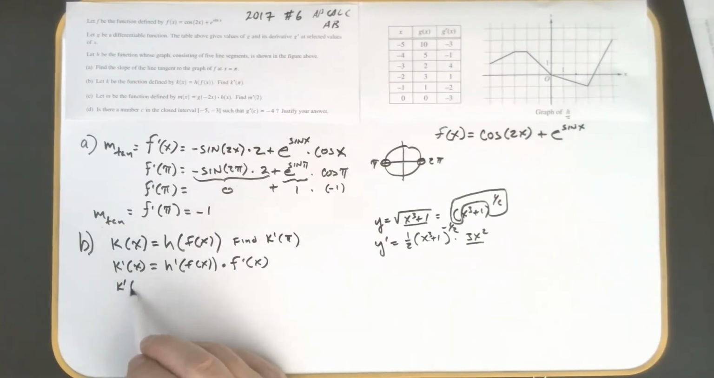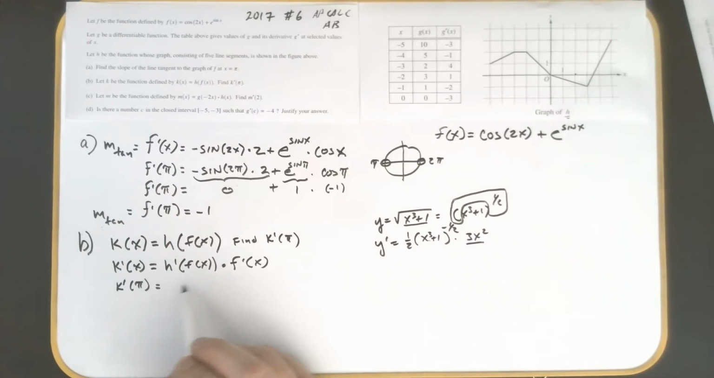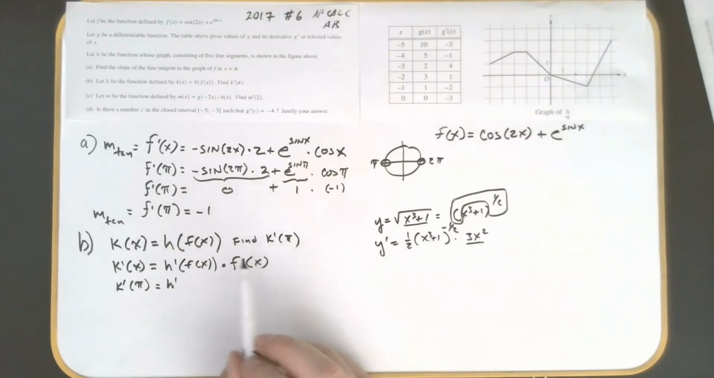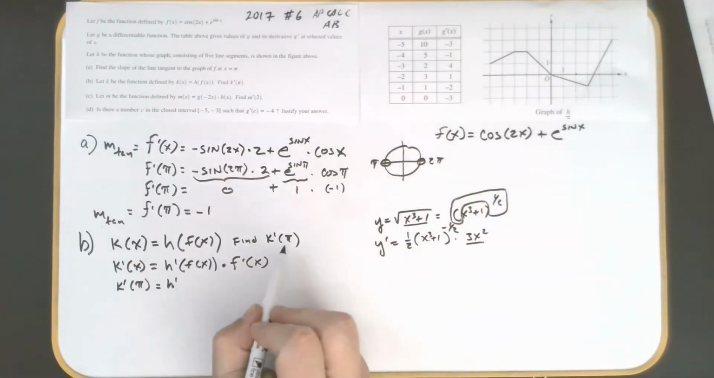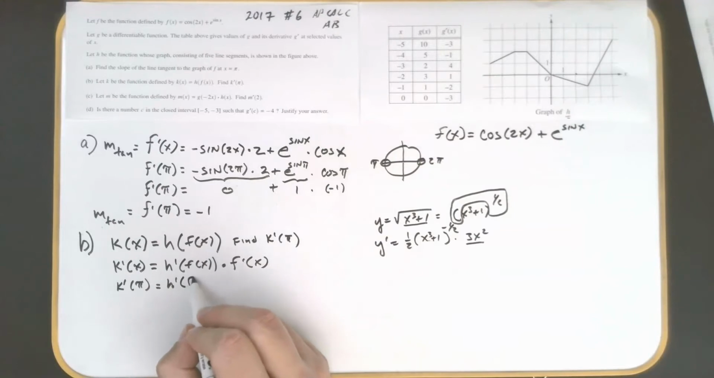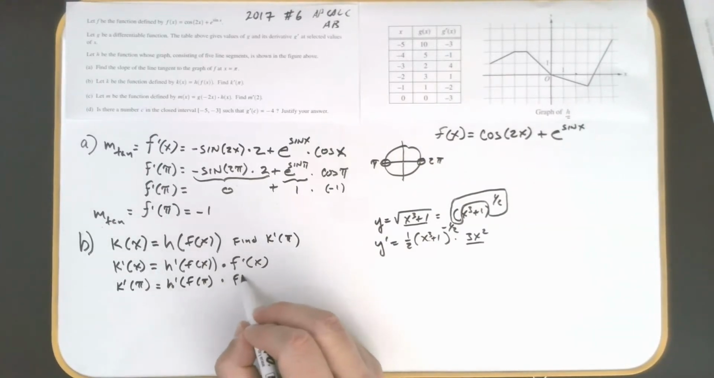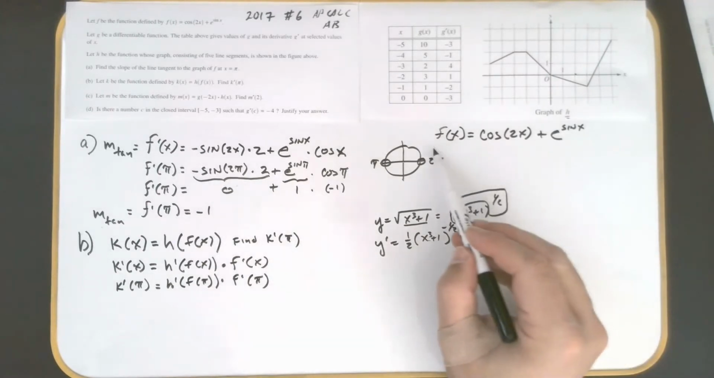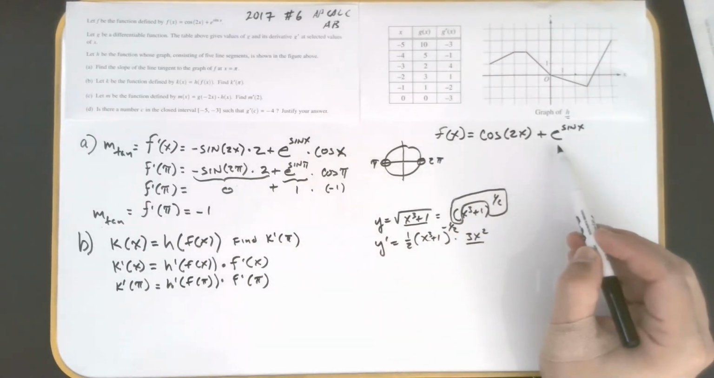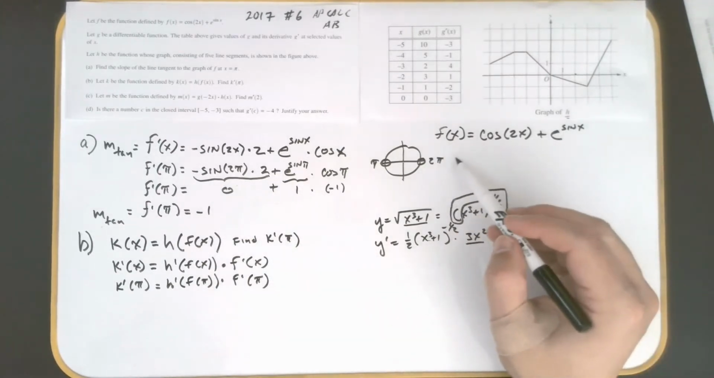So now we need k prime at pi, and we have to take h prime of, well, now here we have to start applying based on what they've given us here. So the first thing they need us to do is to figure out what is f of pi, so we can simplify that, and then this is going to be times f prime of pi. Okay, so let's see here, f of pi. Well, here is our f function right here that I've written, and so I'm actually going to figure out what f of pi is. I'm going to do that right here.